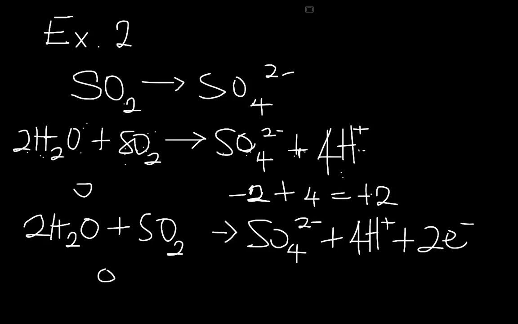So let's say if our charges are balanced, we have minus 2 plus 4 minus 2. This minus 2, this 4 positives, and then here we have 2 negatives, minus 2. So we're going to have minus 2 plus 4 is 2, minus 2. So we have a net charge of 0 here, and a net charge of 0 here. So that's how you balance half reactions in acid solutions.